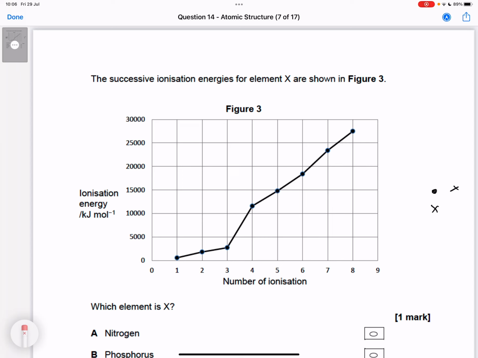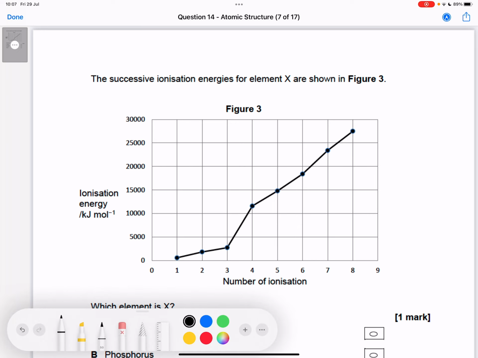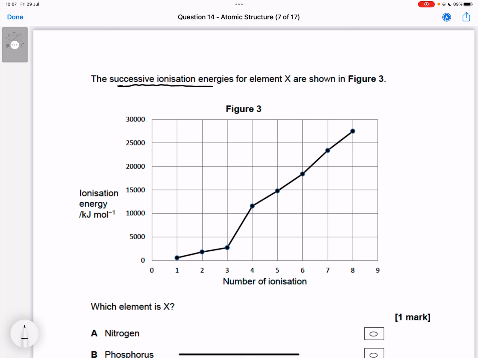So this question is looking at ionisation energies. What we're doing is we're seeing if we can identify an element from these ionisation energies. So what we've been shown here, remember we need to know that ionisation energy is the amount of energy required to remove an electron, each electron in turn, starting from the one furthest from the nucleus and working our way back in.